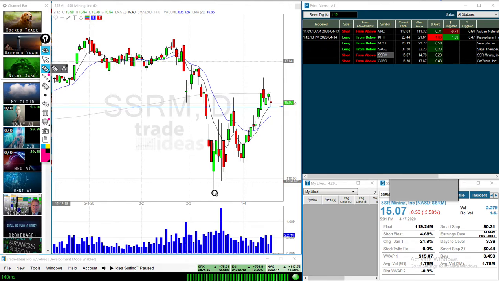SSRM, we're watching this from the short side, pretty extended from its lows here, as well as it's kind of come into the 200-day moving average, and it had this wicked topping tail above it. And then we had this doji candle here on Friday. So I think this could continue lower through there.